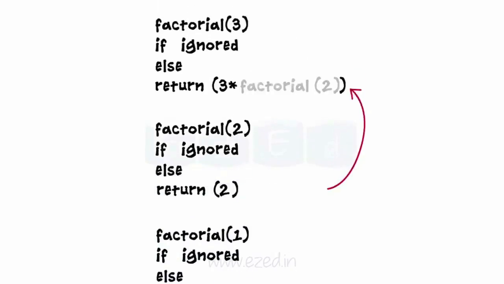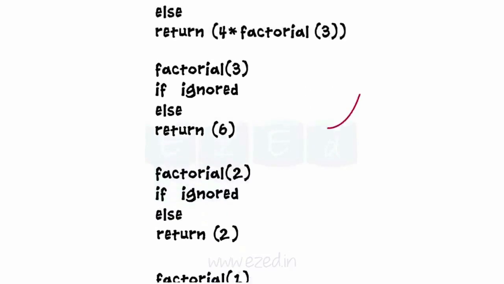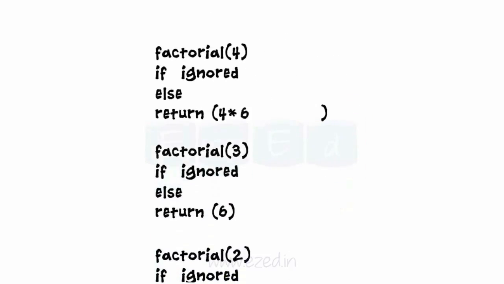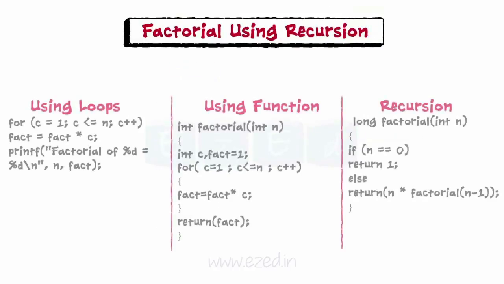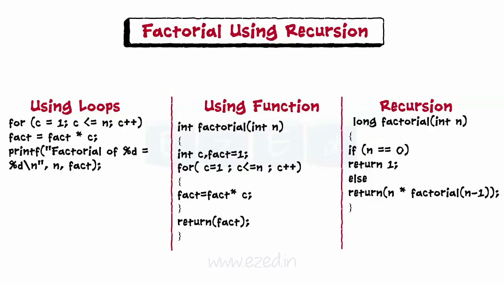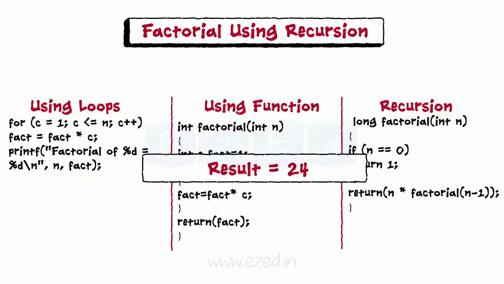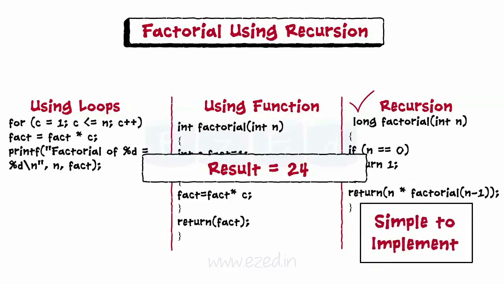This 2 is returned to the previous call, which gets multiplied with 3, resulting in 6. This 6 is returned to the first function call, where 4 is multiplied by 6, and 24 is returned to the main function. Thus, the factorial of 4 is 24. Now, if we compare the 3 methods, we realize that the answer remains the same for all 3 methods, but recursion is the best way out of all the 3 as it is simple to implement.